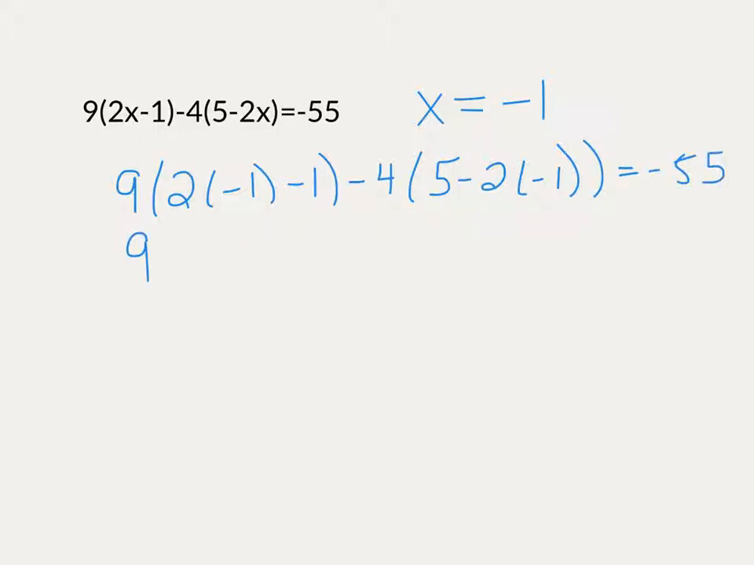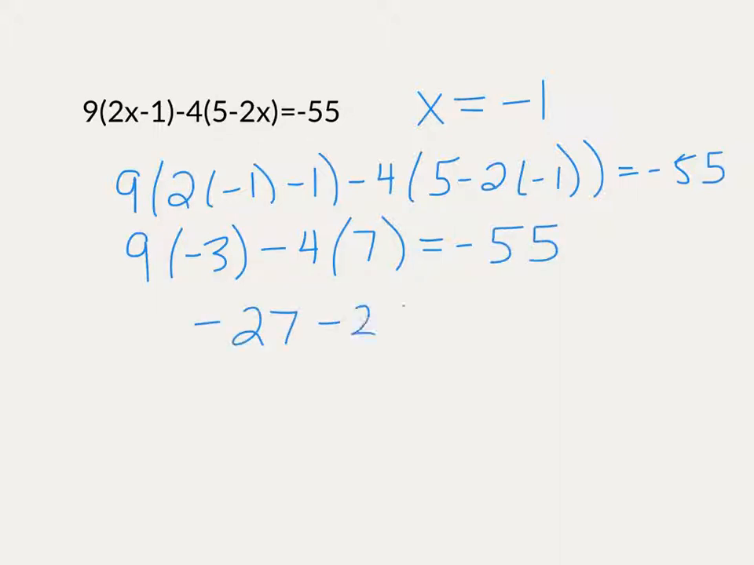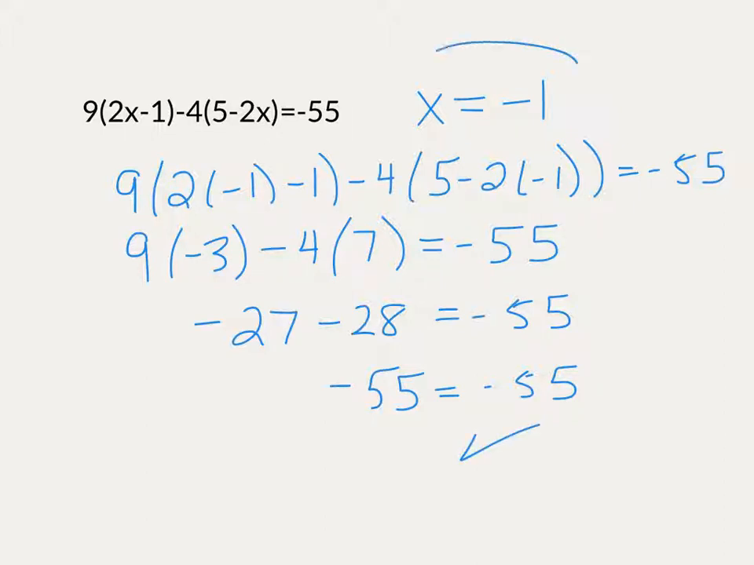So we have 9. 2 times negative 1 would be negative 2, minus 1 would be negative 3. Minus 4, 5 minus 2 multiplied by negative 1 would be 5 plus 2, which would be 7, equal to negative 55. So we have negative 27 minus 28 equal to negative 55. If we have negative 27 and we subtract 28 from it, it gives us negative 55. So negative 55 is equal to negative 55. We have just proven that our answer of x equal to negative 1 is in fact correct.